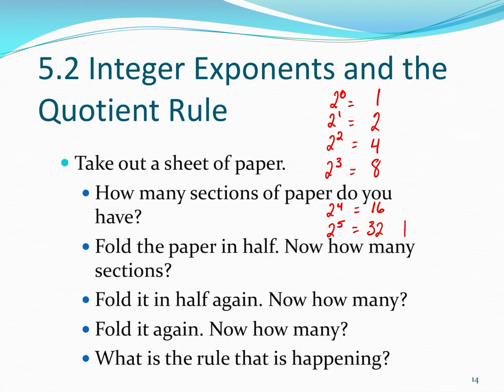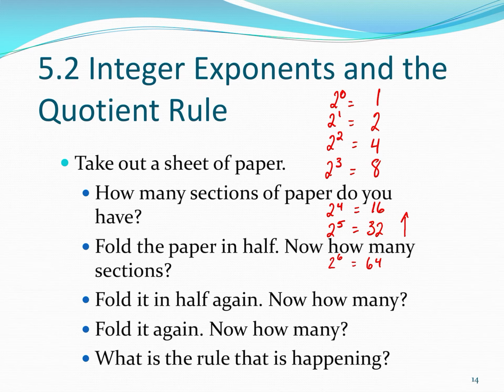Again, if you need to pause it and think about that, go for it. You should notice that the pattern is that each number is being doubled, right? If you multiply each of those numbers by 2, you get the next number, okay? So if we were to think about that pattern going backwards. So look, before we do that, if we had 2 to the 6th power, or if we were to make a 6th fold, how many sections would we have had? Well, you probably know at this point we would have had 64. And 2 to the 6th is 64.